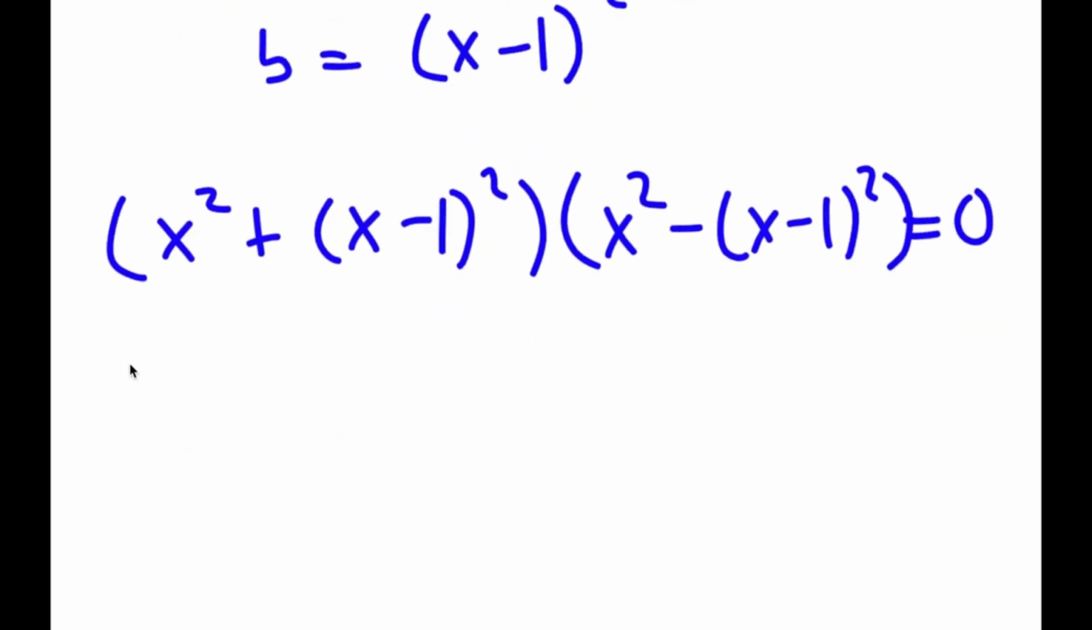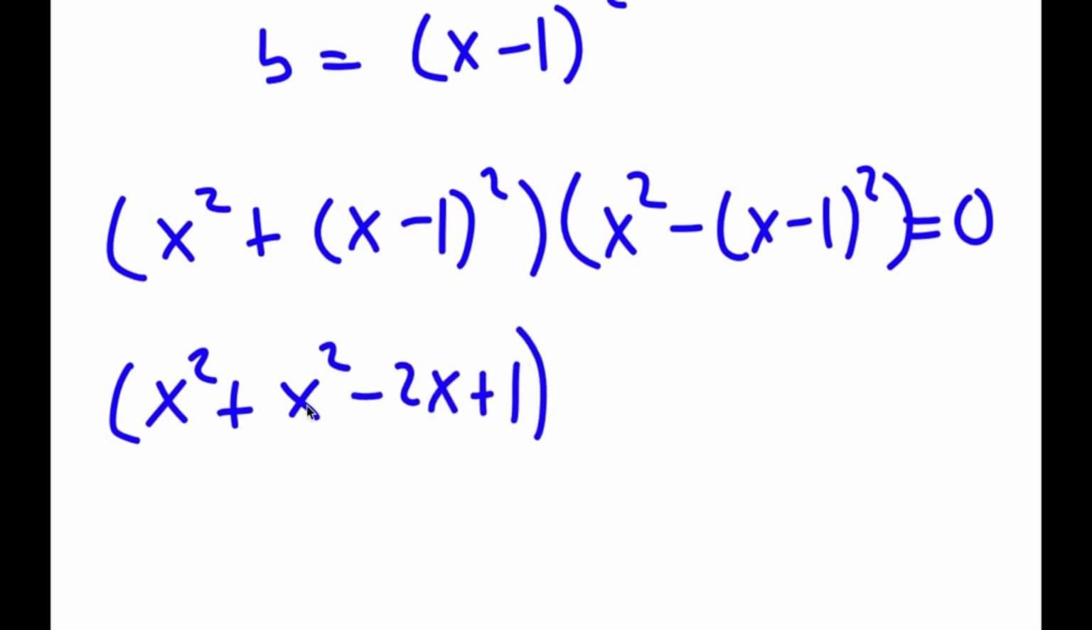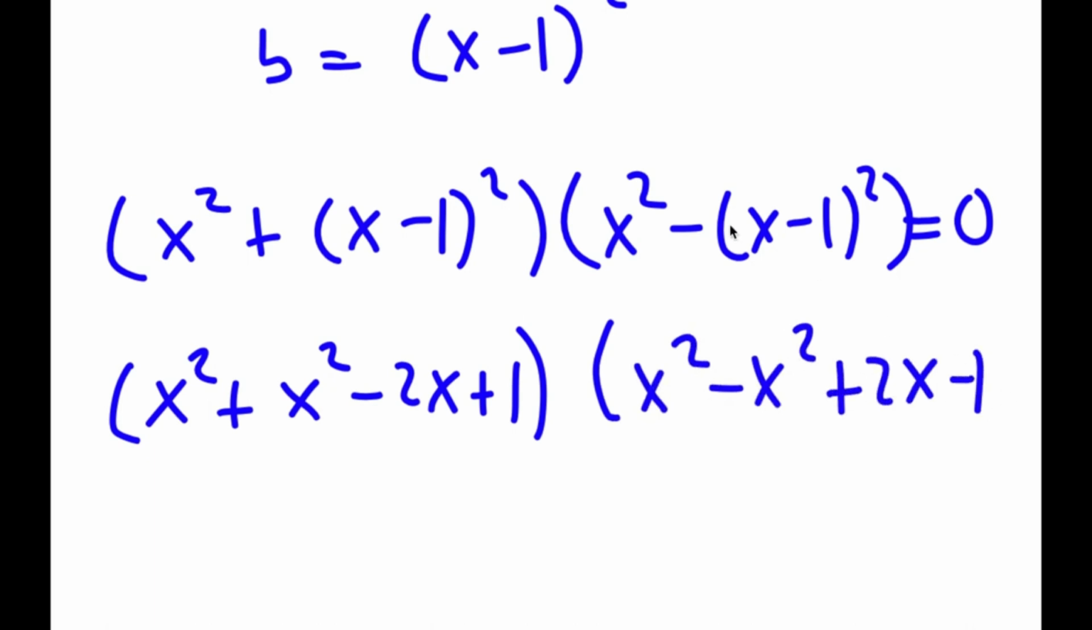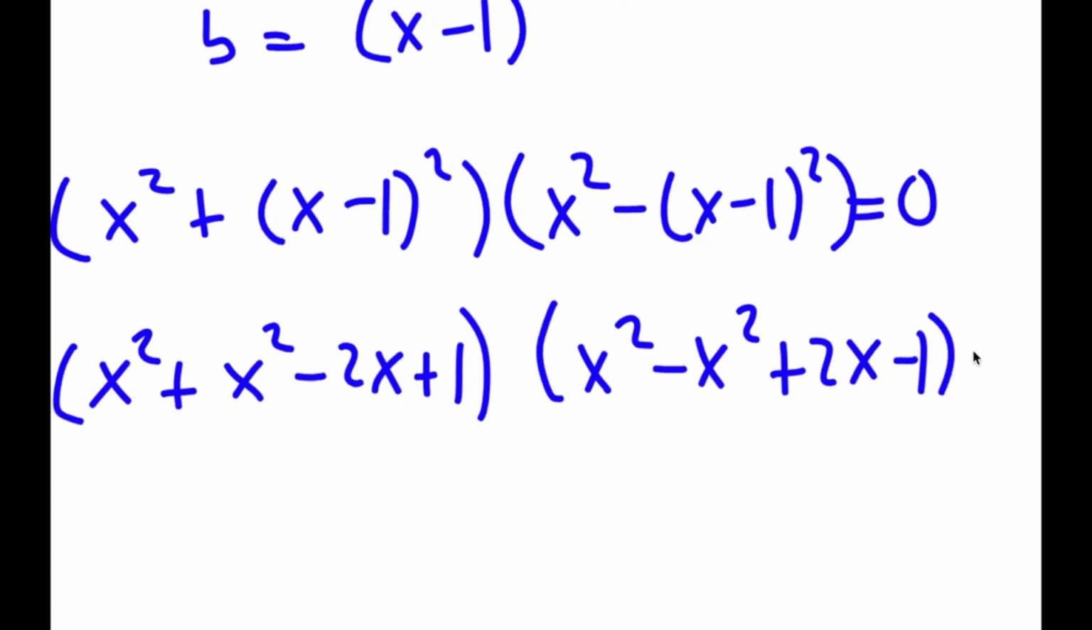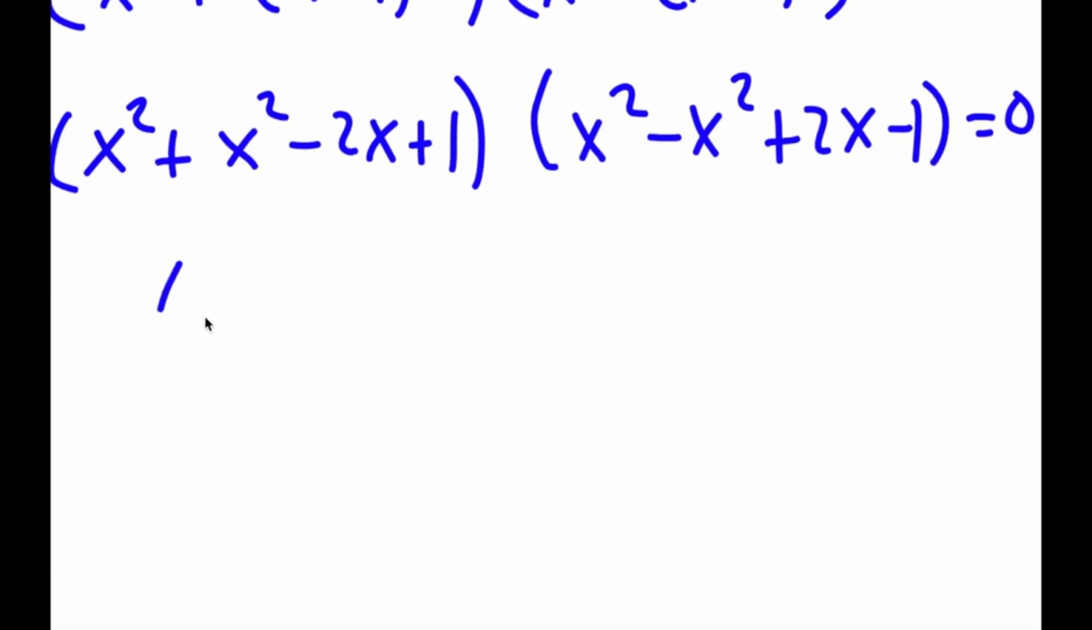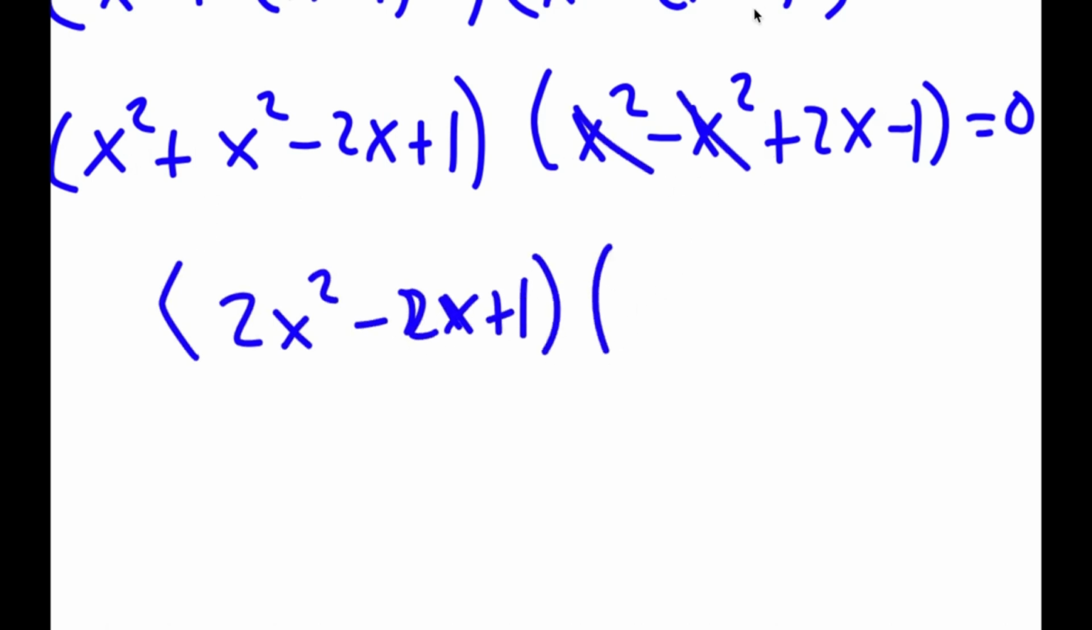Now, x minus 1 squared, let's go ahead and expand that. That's going to equal x squared minus 2x plus 1. So I have x squared plus x squared minus 2x plus 1 times x squared minus x squared plus 2x minus 1. Because remember, you got to distribute the negative sign. And this is equal to 0. So now, let's go ahead and simplify this. x squared plus x squared is 2x squared. So I have 2x squared minus 2x plus 1 times x squared cancel out. So just 2x minus 1 is equal to 0.